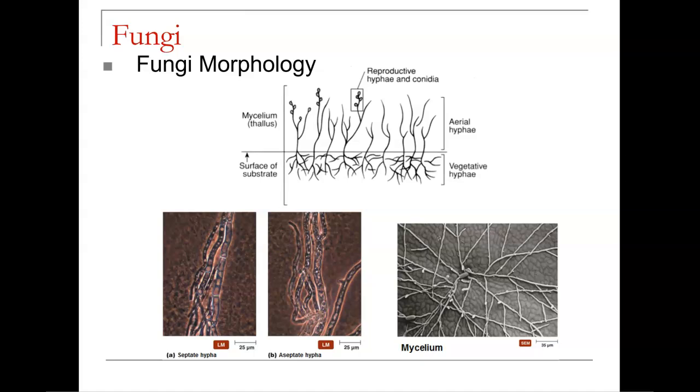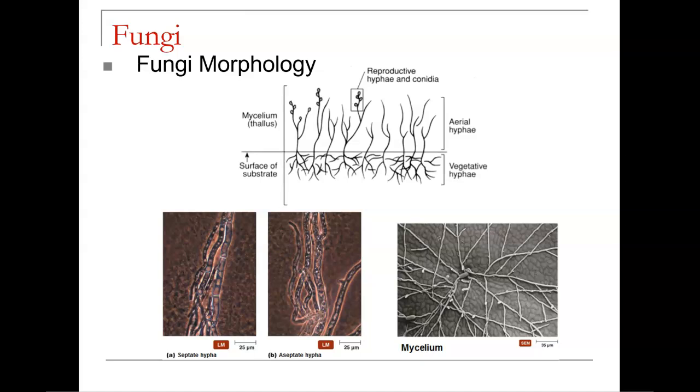Dimorphic thalli have characteristics of both mold and yeast thalli, and they're produced in response to environmental conditions like temperature and carbon dioxide. Hyphae are the microscopic thread-like filaments. They can either be septate, which means they're divided into cells by cross walls called septa, or aseptate, meaning not divided by septa, and they can be multinucleated as well.